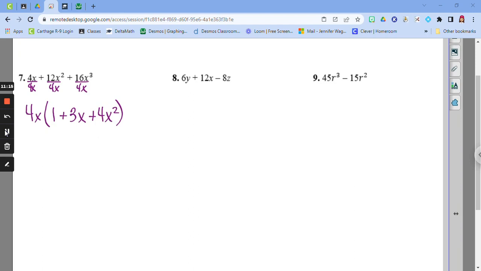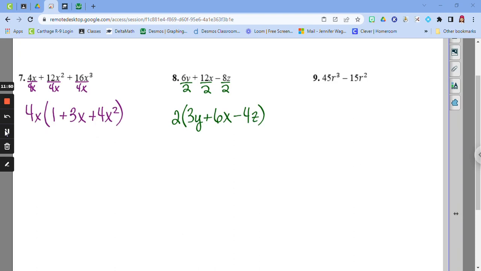Number 8. 6, 12, and 8 can all be divided by 2. Any common variables? No. So that's just it. All of them are divided by 2. So 6y divided by 2 is 3y. 12x divided by 2 is 6x. 8z divided by 2 is 4z.